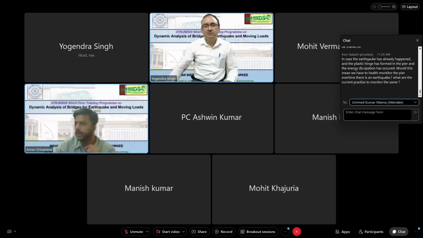In case of earthquake, plastic hinge will form in the pier and an energy dissipation will occur. Would this mean we have to monitor the pier every time there is an earthquake? And what are the current practices to do the same? Right. So this is important. That's why we do not want the plastic hinge to form in foundation.